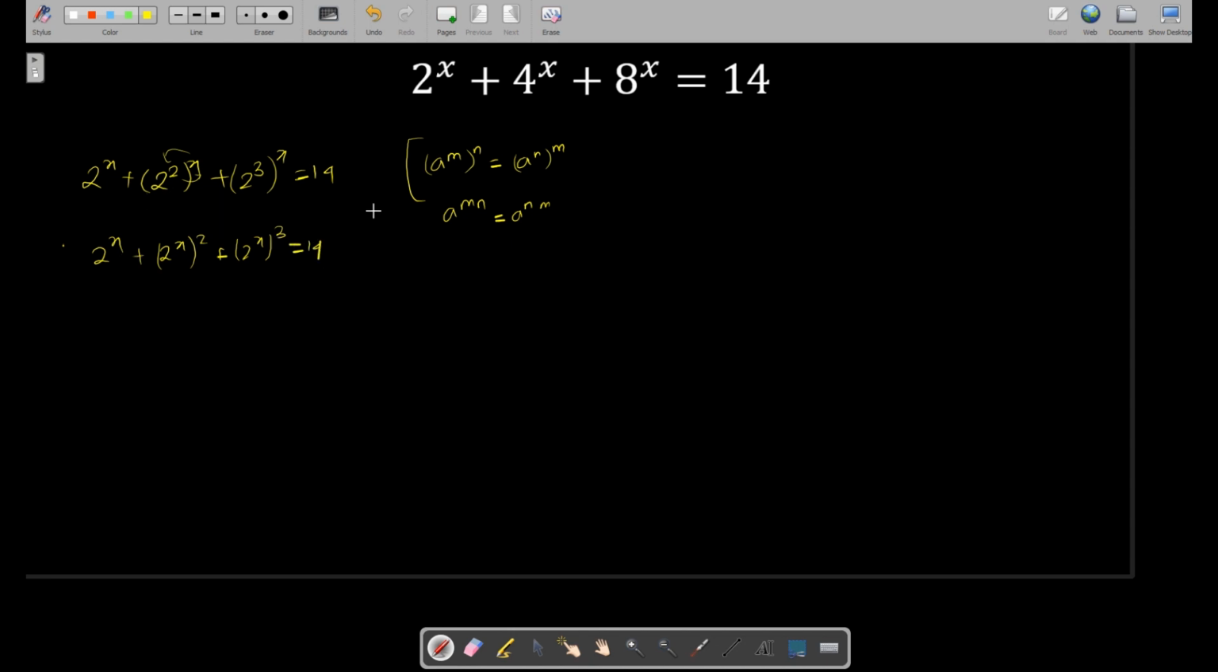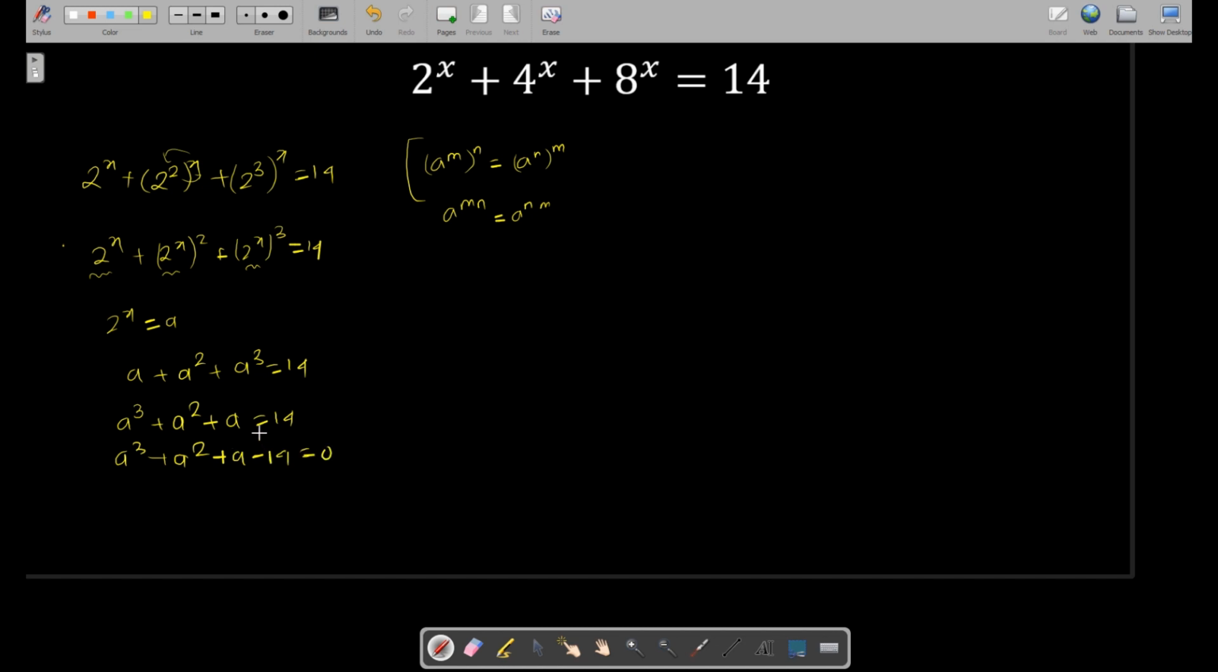Now, as we have already changed 4 and 8 in terms of 2, in each term there is 2 power x. So let's make it easier by denoting it by a separate letter. Let us suppose 2 power x is represented as a. Then I get a plus a square plus a cube equals 14. After rearranging the terms, I get a cube plus a square plus a equals 14, or a cube plus a square plus a minus 14 equals 0.